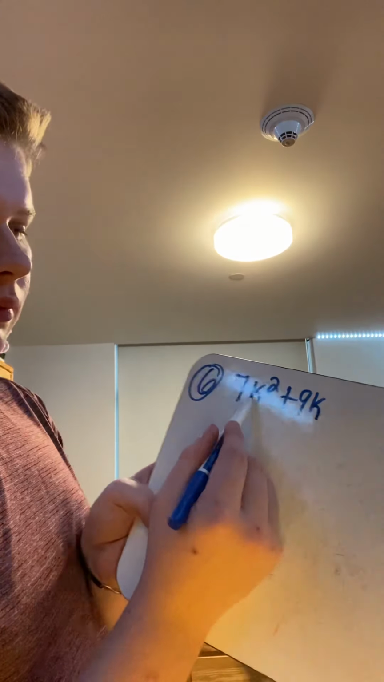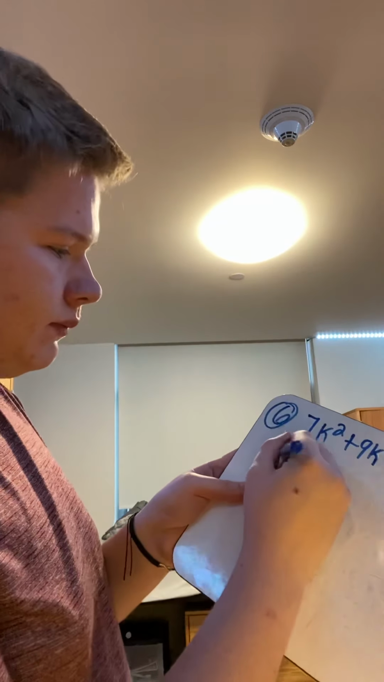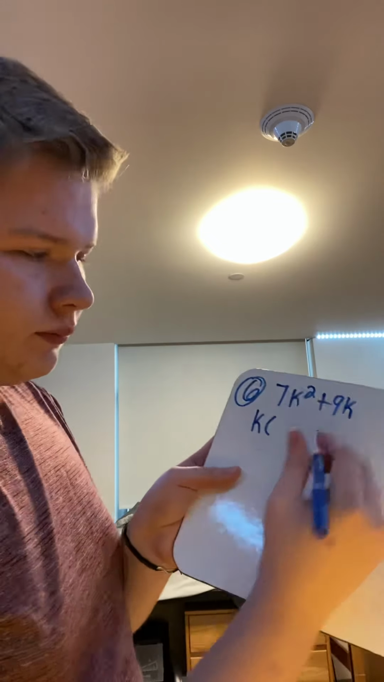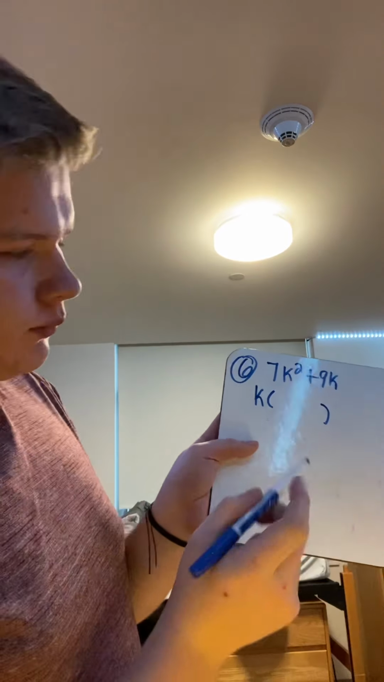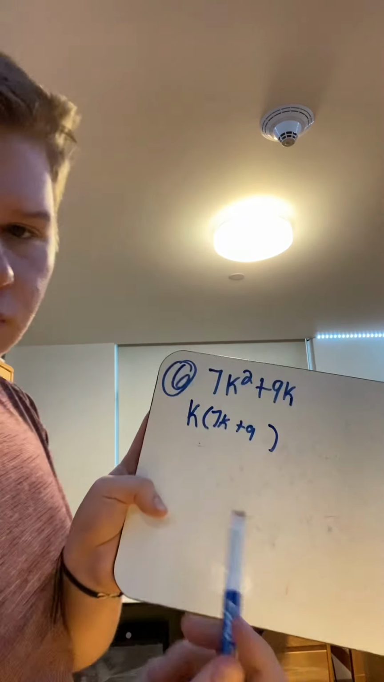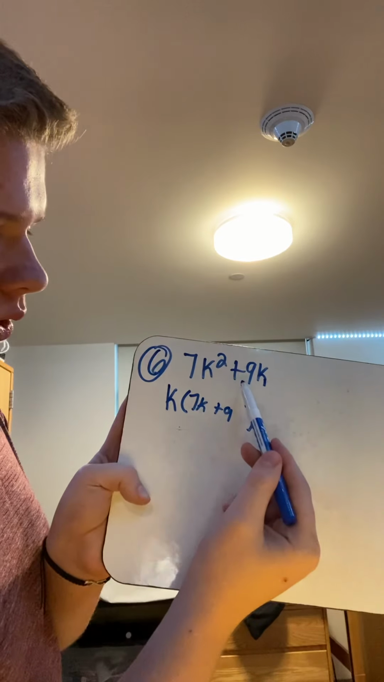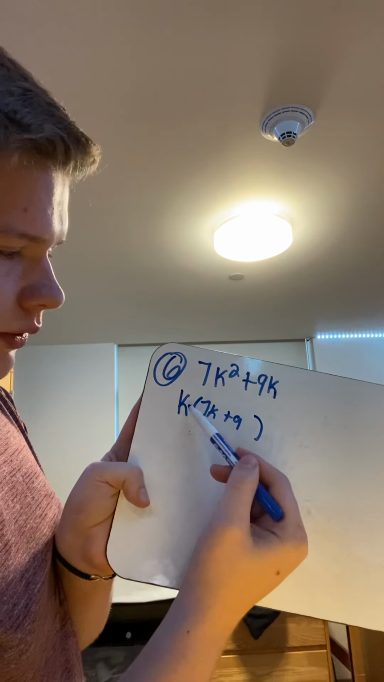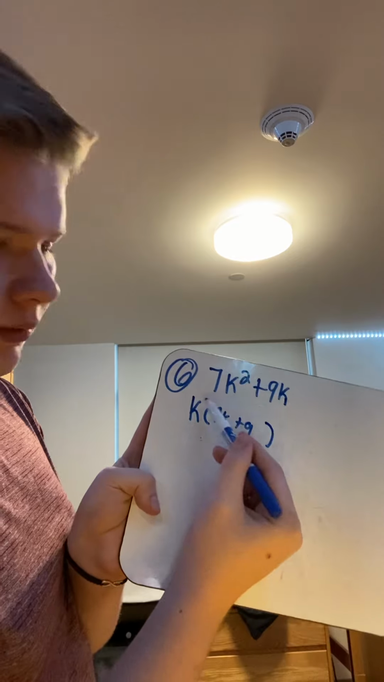But what you can do is take out something in here that is consistent, and that's k. So if you take out a k, you would have k times 7k plus 9. Because when you plug the k back in, you'll get 7k squared. And then 9k if you plug this in. You distribute it back. Feeding the fish is what I learned. It's like you're distributing in each variable.